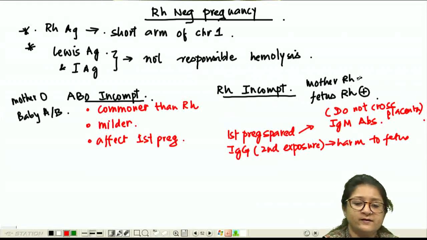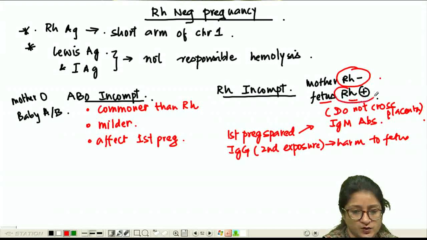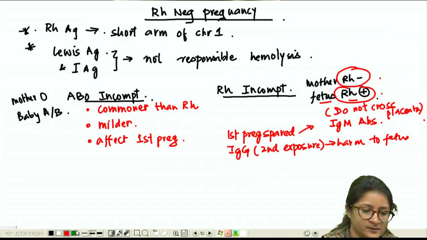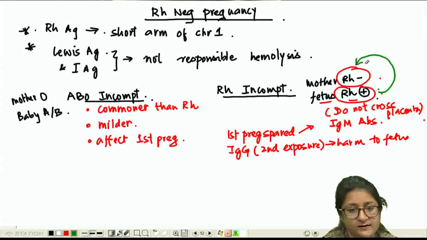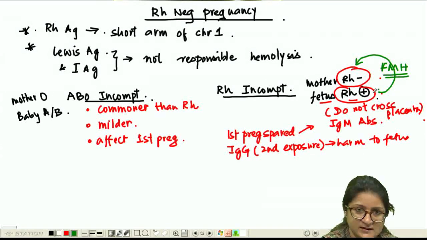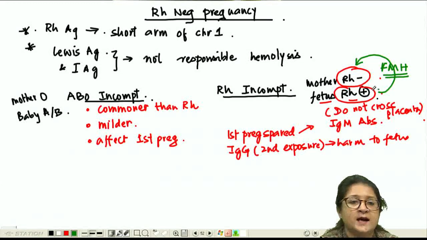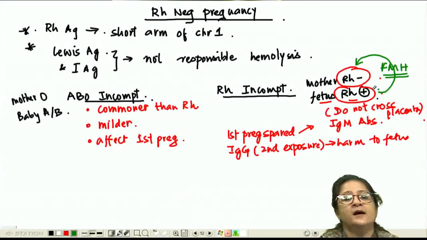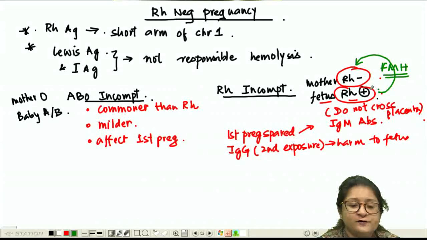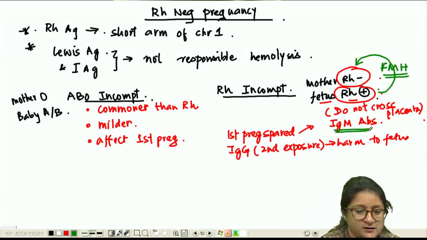Whenever the mother is Rh negative and the fetus is Rh positive, some amount of feto-maternal hemorrhage occurs. Some amount of fetal RBCs can enter the maternal circulation, and because they are Rh positive cells, they are going to elicit an antibody response in the mother. The first time round, the antibodies formed are IgM antibodies, which do not cross the placenta. It is the IgG antibodies formed after the second exposure that can cause harm to the fetus.